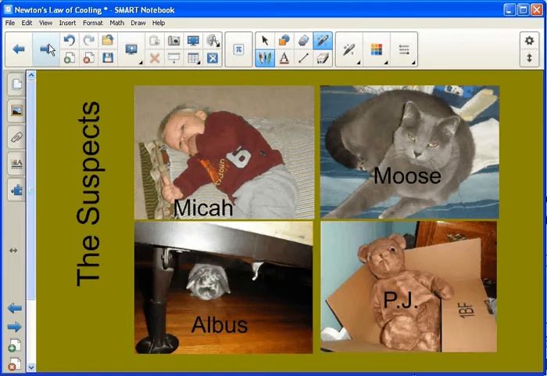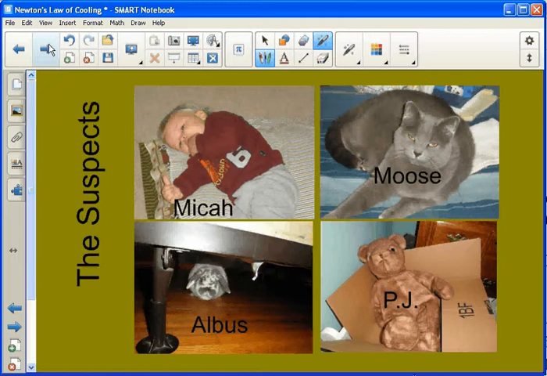This is Micah, my son, he's 2. There's Moose, my cat. Albus, my rabbit. And PJ. Now why PJ, you may ask? I mean, obviously Micah's going to be a suspect because he's short, and that's always suspicious when people are as short as he is. And he was a little upset that I was designing this at the time I was supposed to be playing with him.